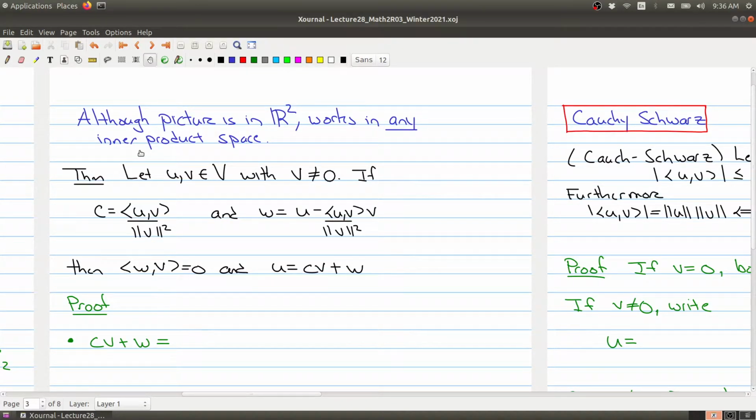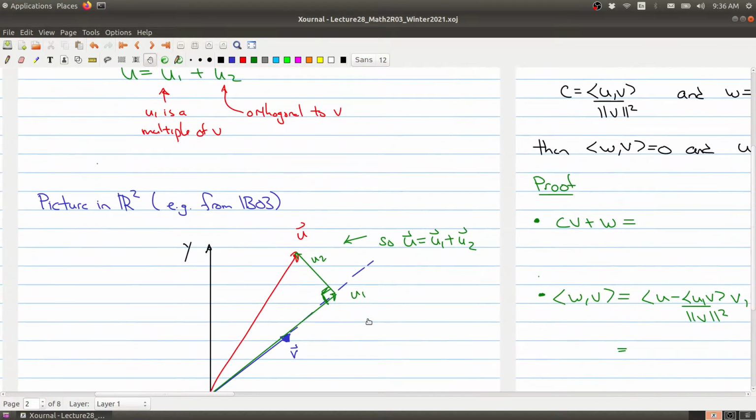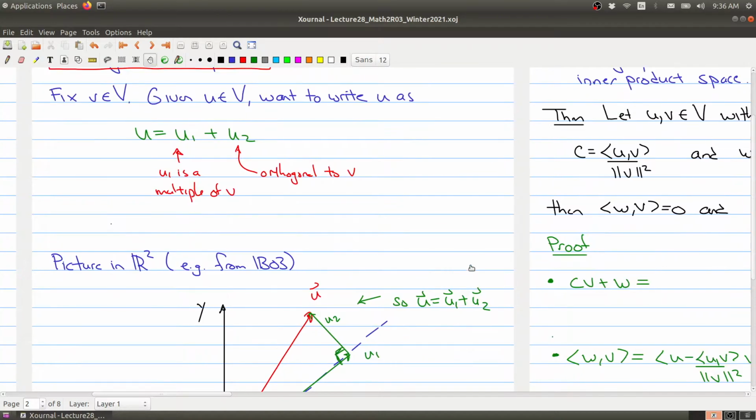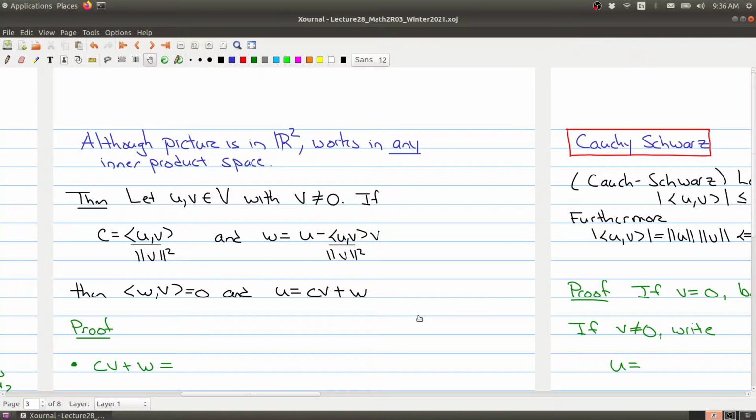Hello and welcome to part 2 of lecture 28. So in the last part we were just looking at this particular example, which is more of a geometric example in R2. Now it looks like it's something special about the plane, but it actually turns out to be something special about any inner product space.